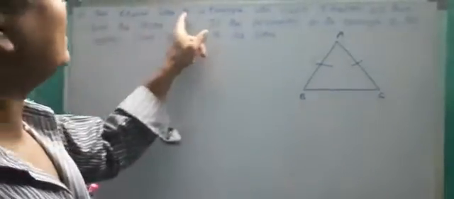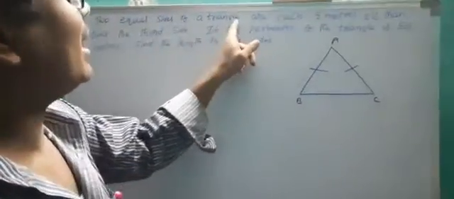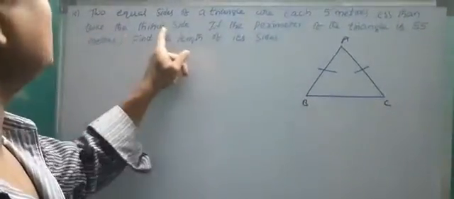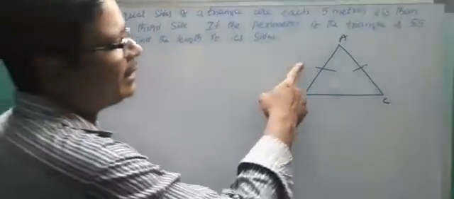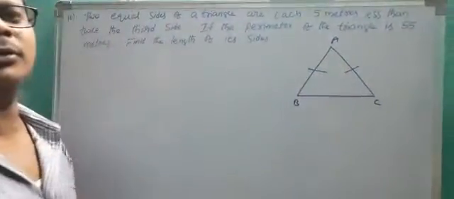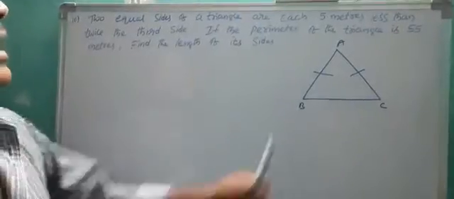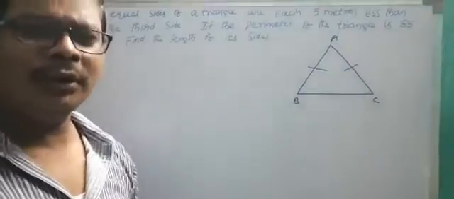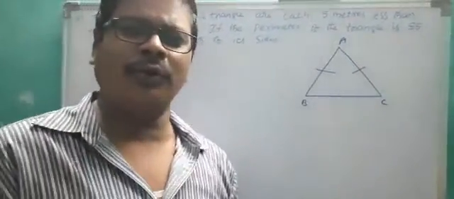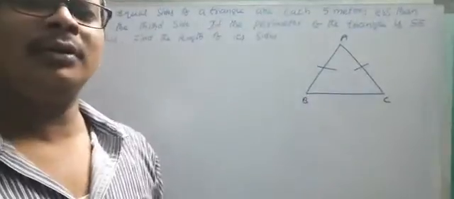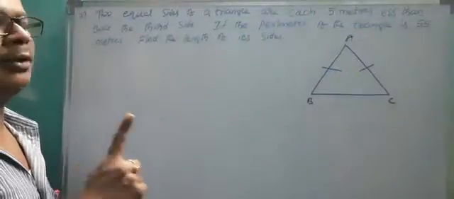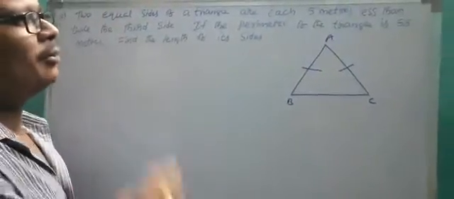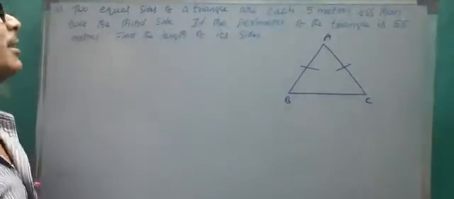Two equal sides of the triangle are each 5 meters less than twice the third side. Do you know the value of the third side? We don't know. Do you know the equal sides? We don't know. They are unknown quantities. But one clue is there: the equal sides are 5 meters less than twice the third side.